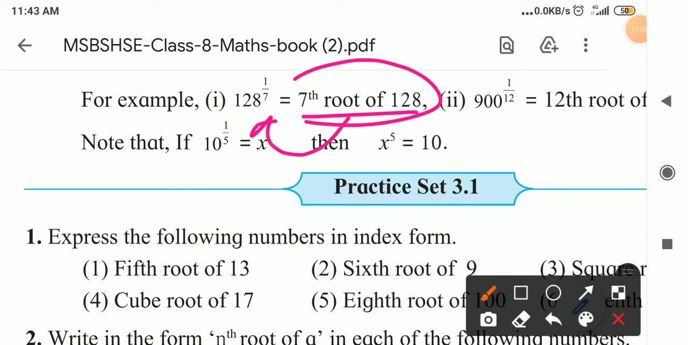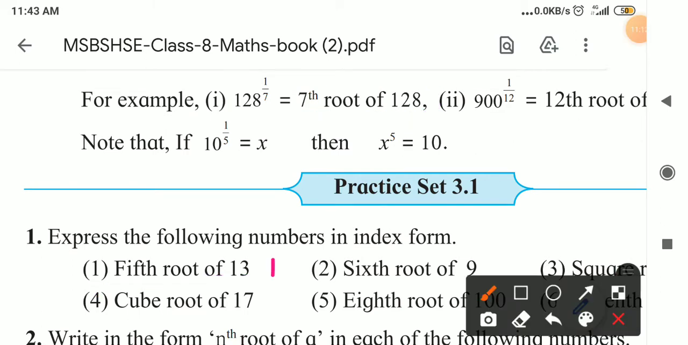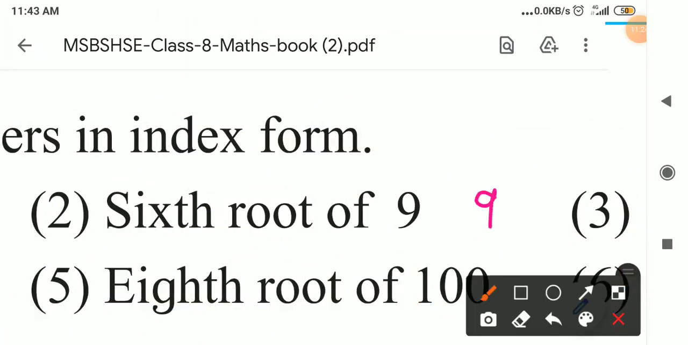So here this form is given to us in the question. We have to write in this form. First of all, you write the 13, and the 5th root is given. That's why you write here 1 upon 5. Understand? So this is the 5th root of 13. How to write the 6th root of 9 then? 6th root of 9, write 1 upon 6. Okay.